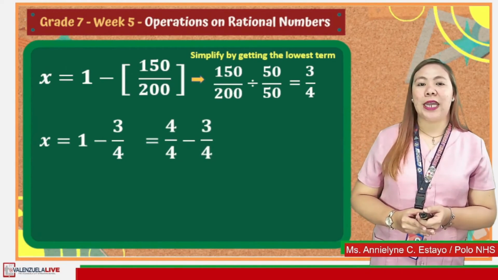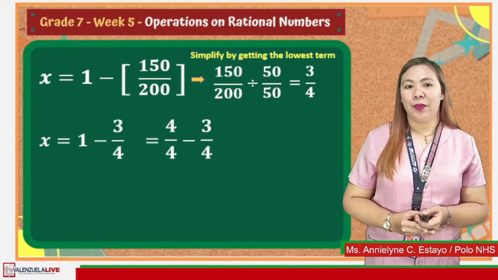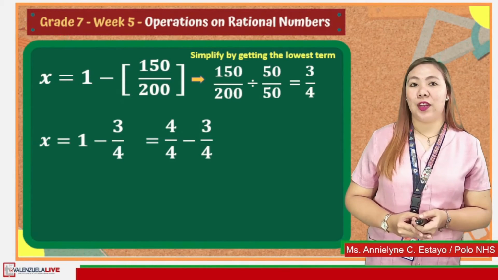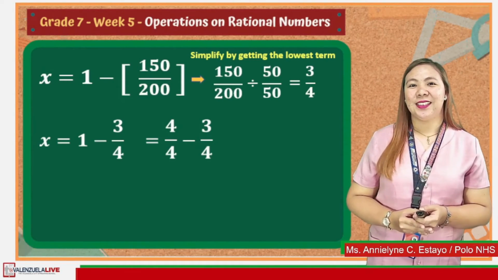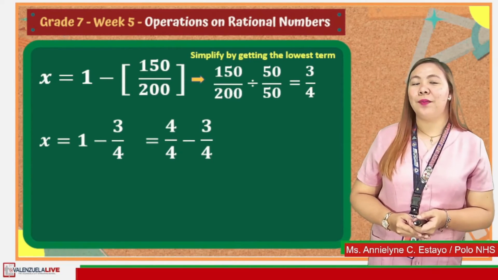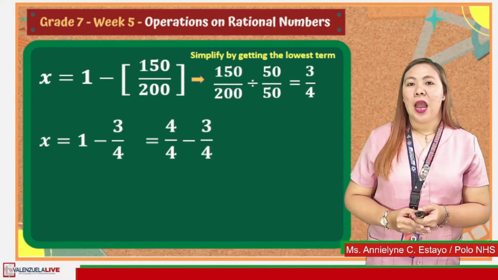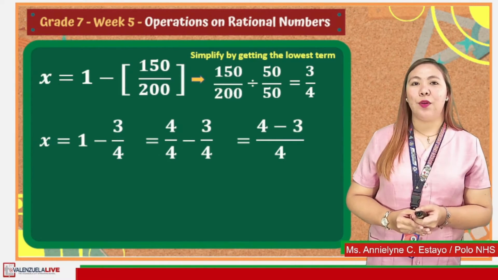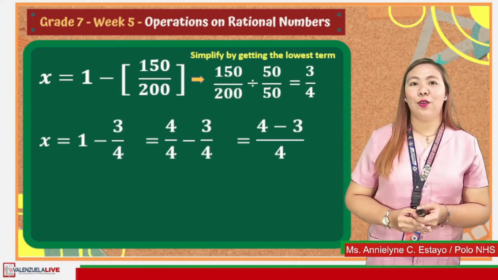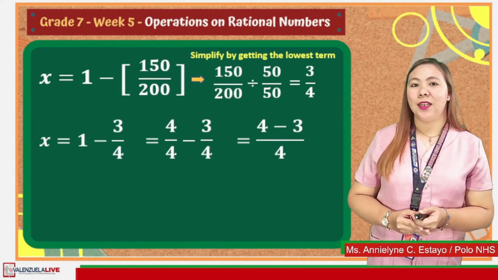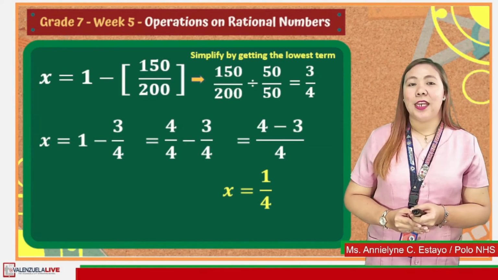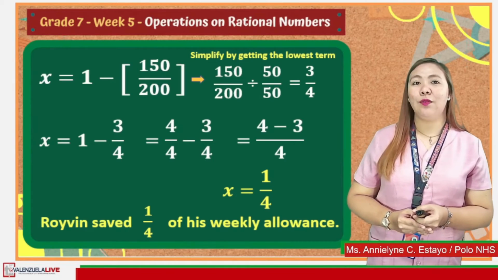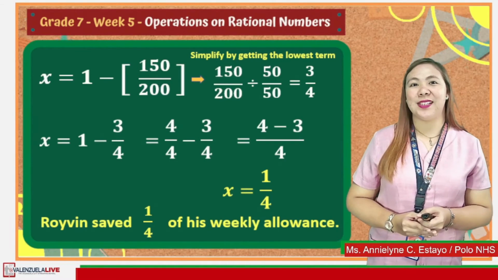Whole number 1 can be written as 4 over 4, since it still equals 1, and it will be similar to the fraction 3 over 4. So it will become 4 over 4 minus 3 over 4. Apply the rules in subtraction of similar fractions. We have x equals 4 minus 3 all over 4. Simplifying it, the value of x is 1 over 4. This means that Roy Vin saved 1 over 4 of his weekly allowance.